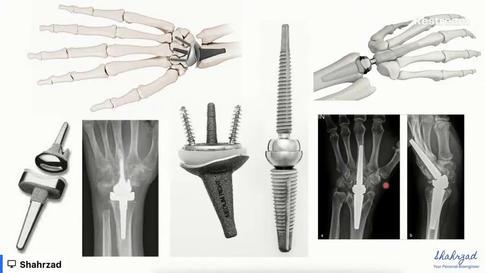Moving on, we have a few more examples. This is similar to what we saw in the last slide, and this is a completely different design, a ball and socket design for your wrist joint replacement.